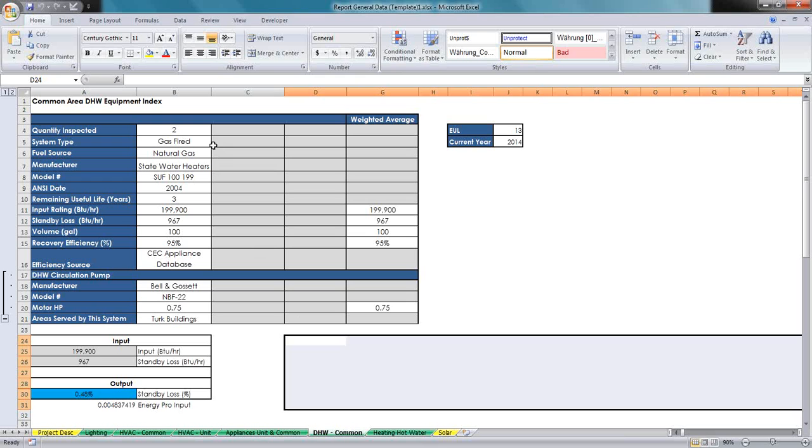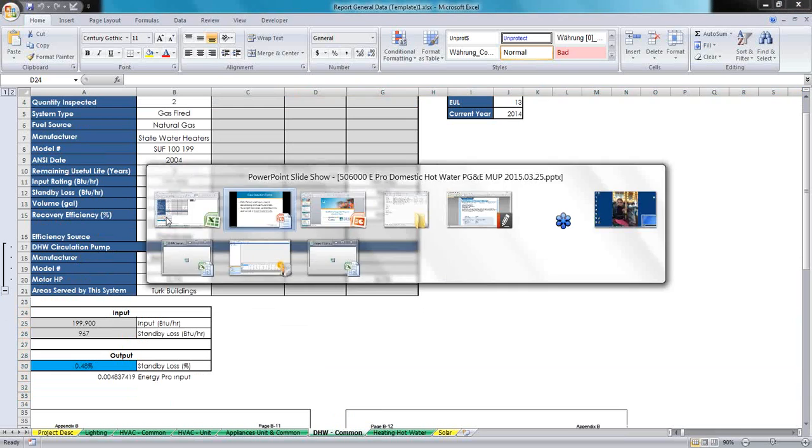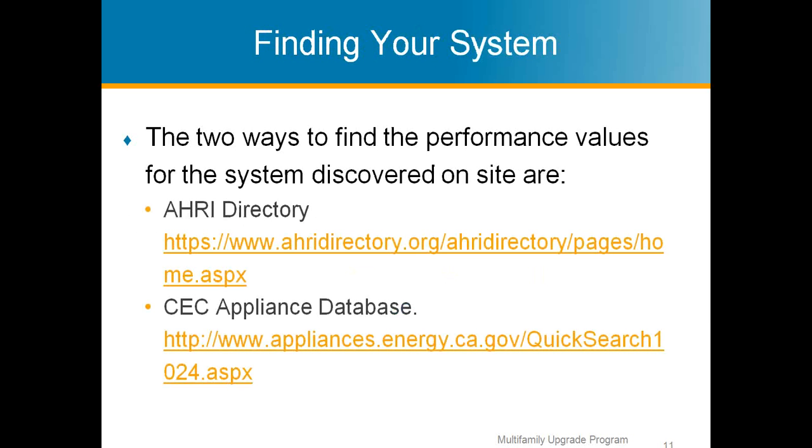So here we have our domestic hot water serving those residential units. So we can put that information into our report general data. Now, report general data is, you can build your own how you want to use it, but obviously you want to make sure all the information you're collecting on site is translated into that report general data. So that will be the first step in your modeling exercises.